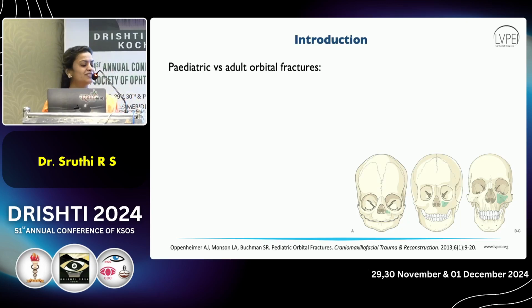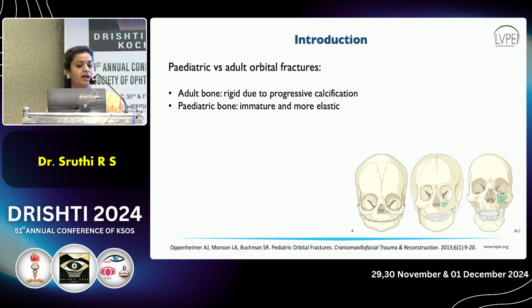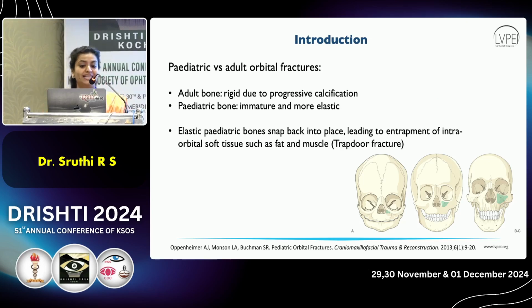It is wise to say that children are not young adults. Why? Because pediatric and adult orbital fractures are different due to the difference in bony skeleton. The adult bone is rigid due to progressive calcification, but the pediatric bone is immature and is more elastic.